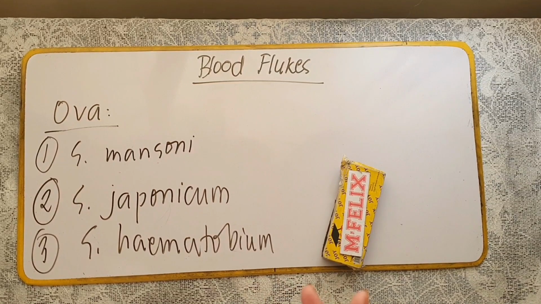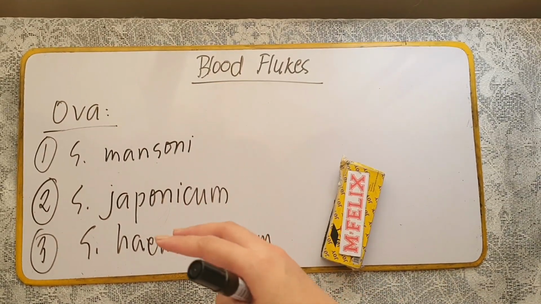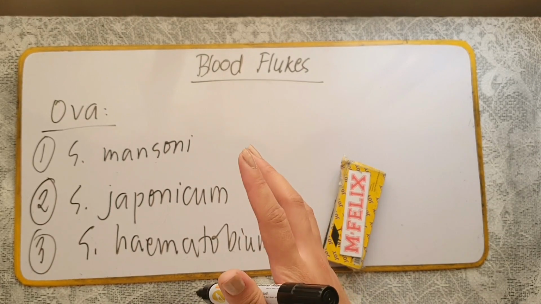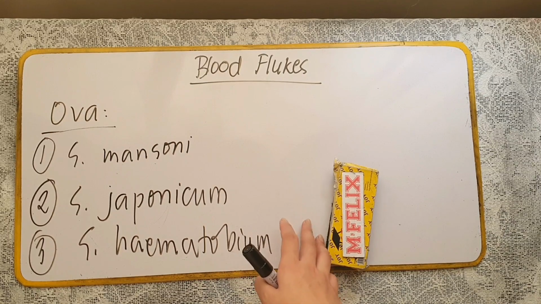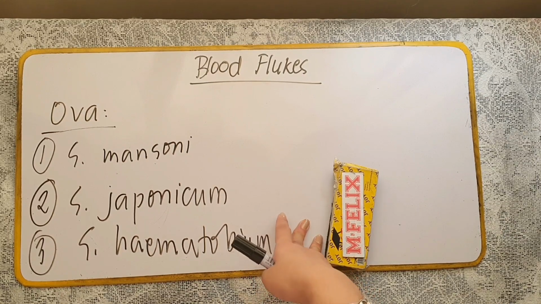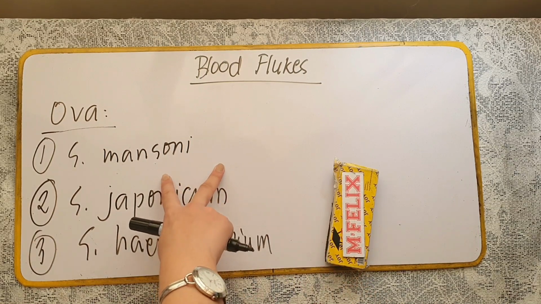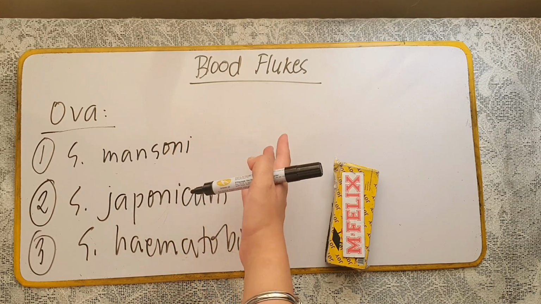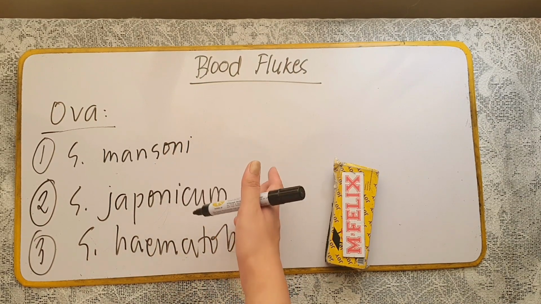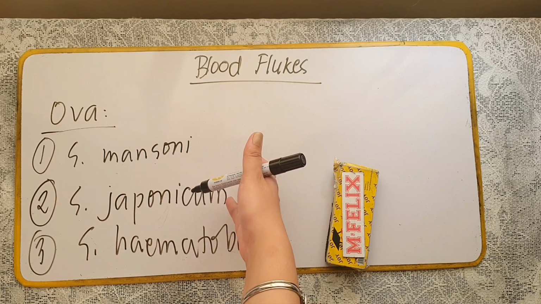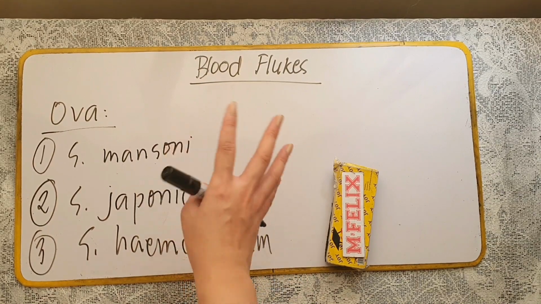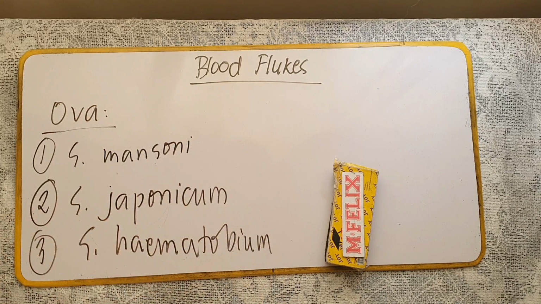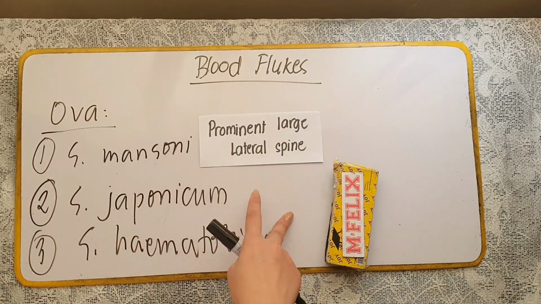And then, for the ova of your Schistosoma species, class, they differ in appearance. How will you know their distinguishing features? You will base it on their location and the appearance of their spine. Let us start with Schistosoma mansoni. Your Schistosoma mansoni, also known as Manson's blood fluke, is relatively large, measuring about 112 to 182 micrometer by 40 to 75 micrometer. The ova of this organism is somewhat oblong in shape, and they possess a prominent large lateral spine.